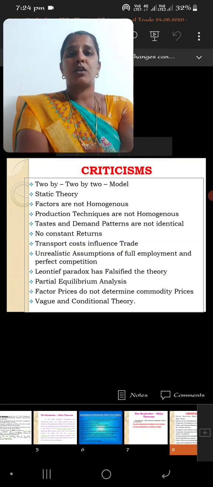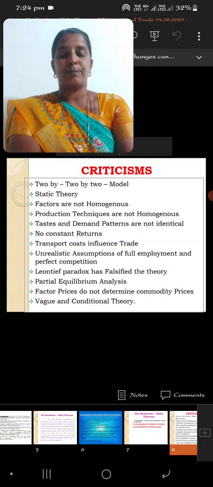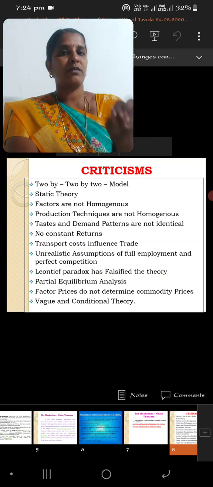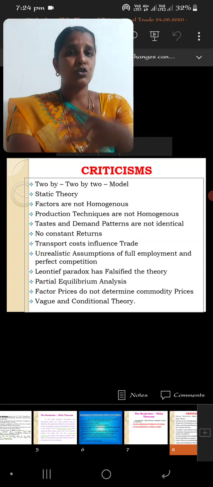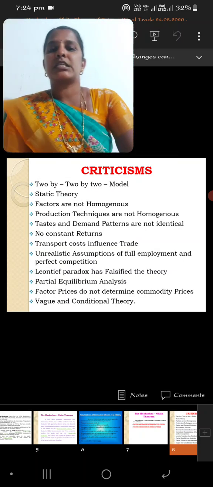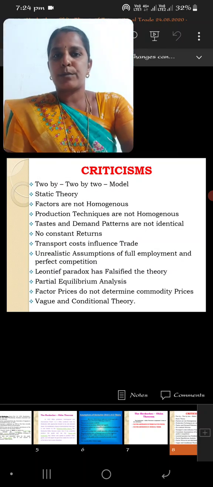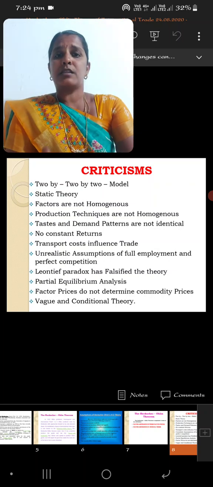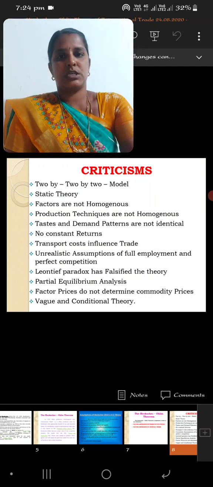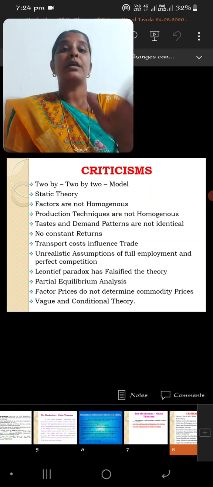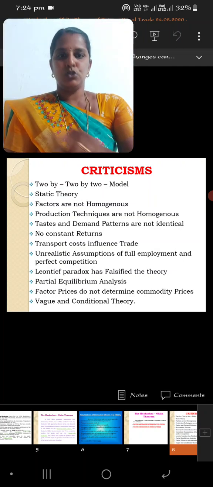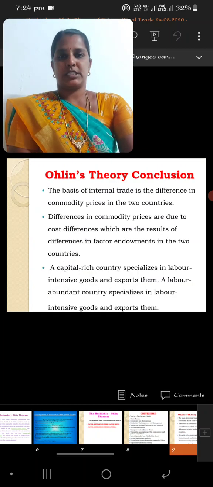Static, so here we are not concentrating on the dynamic theory. Dynamic means changes, static means constant, so whatever is used remains the same from beginning to end. Then there are the unrealistic assumptions of full employment and perfect competition, and the Leontief paradox is classified in this theory. Partial equilibrium analysis is not possible in this theory because they follow only general equilibrium analysis. So factor price does not determine the commodity price.